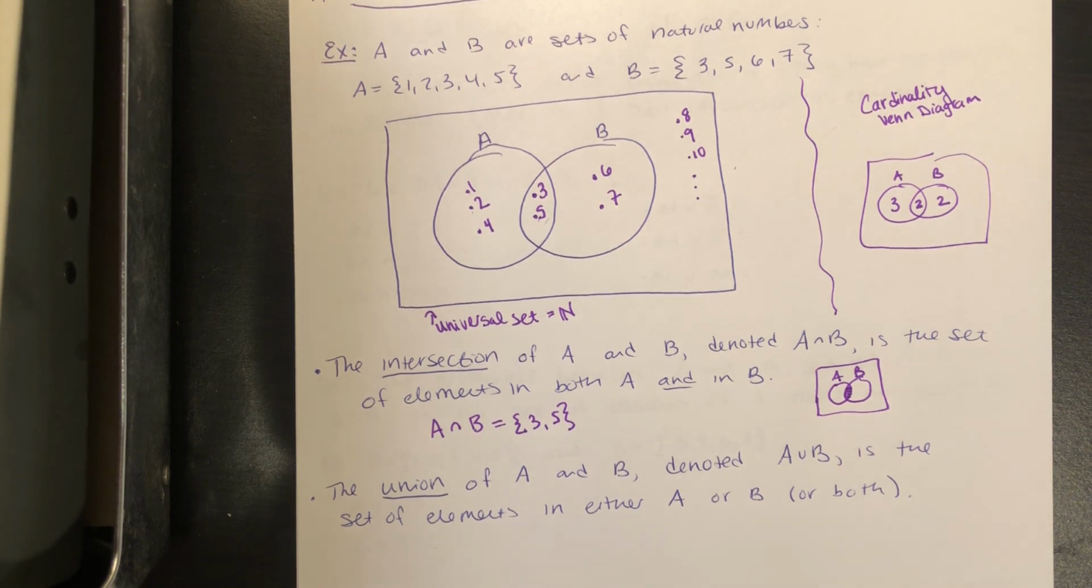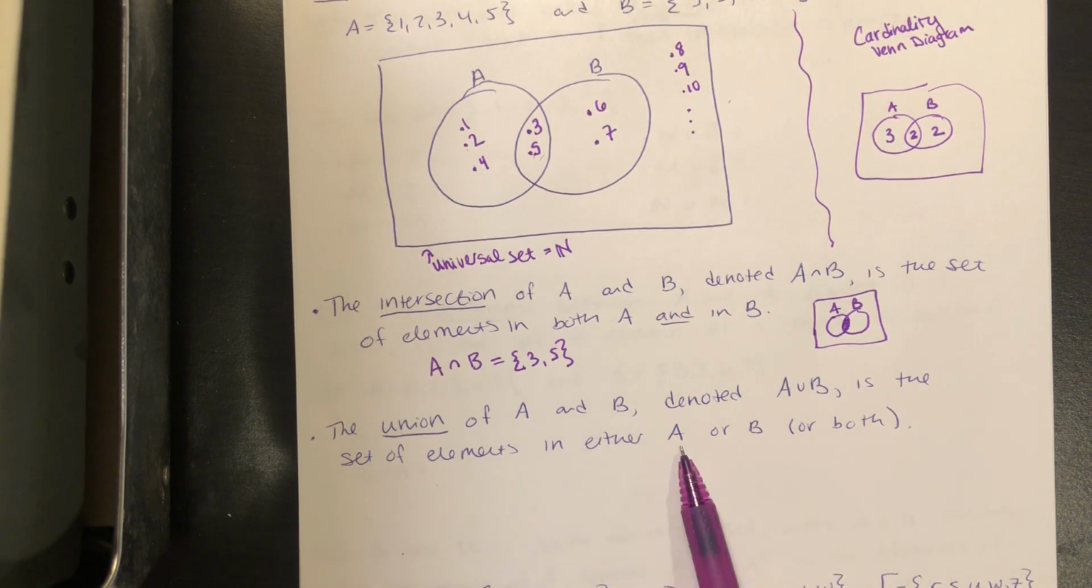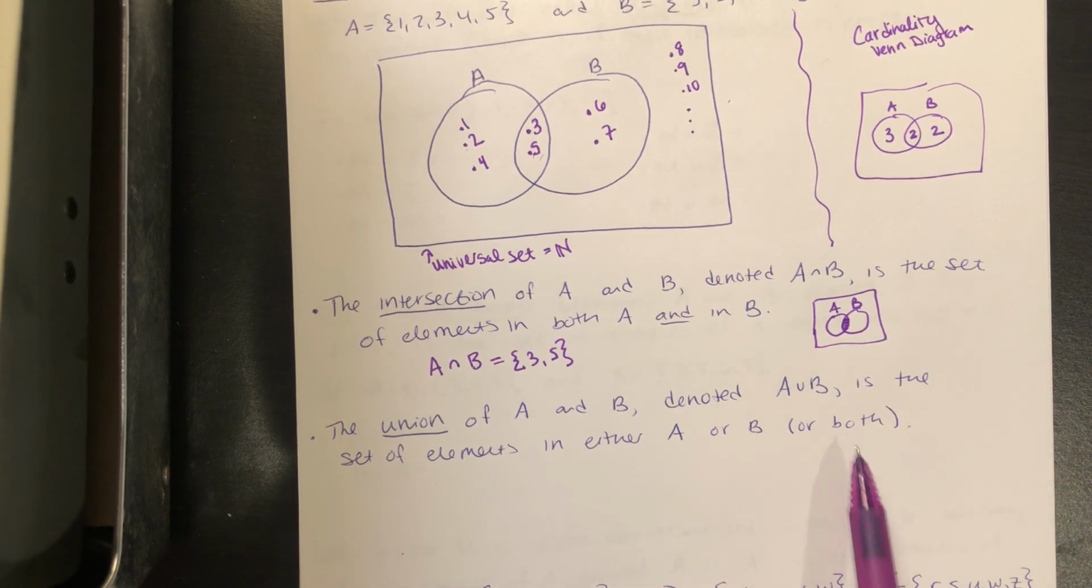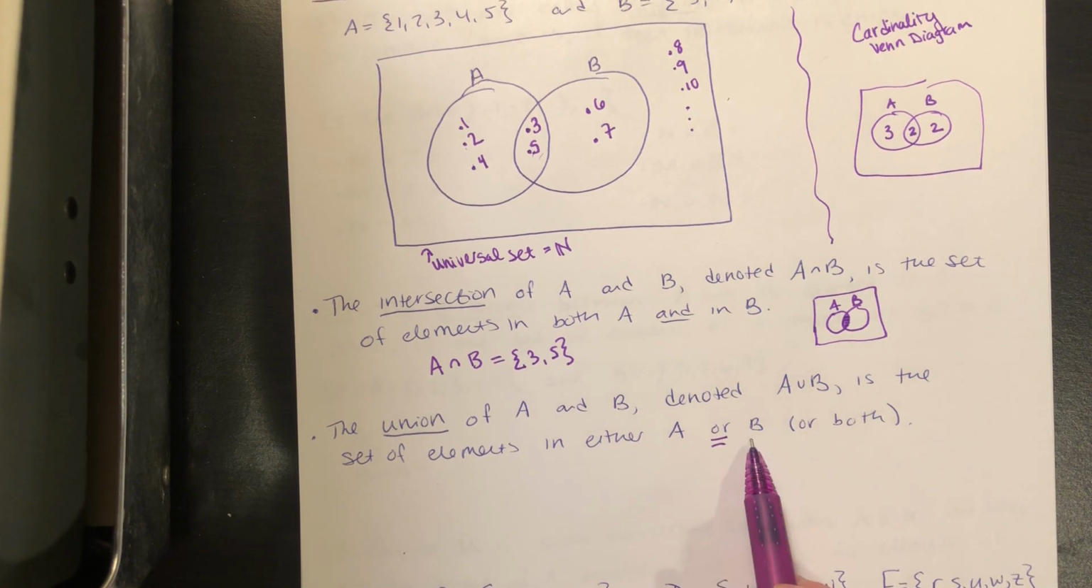But we could also talk about, you know, what do we get if we try to just join these 2 sets together, right? The union of A and B is going to be the set of all elements that are in either A or B, but also could be both. In math, an or isn't necessarily going to be an exclusive or. It's not saying A or B, but not both. It's saying it could be both as well.